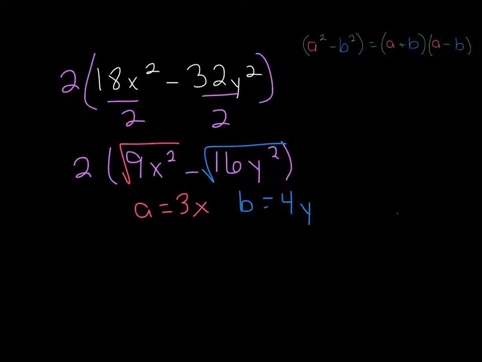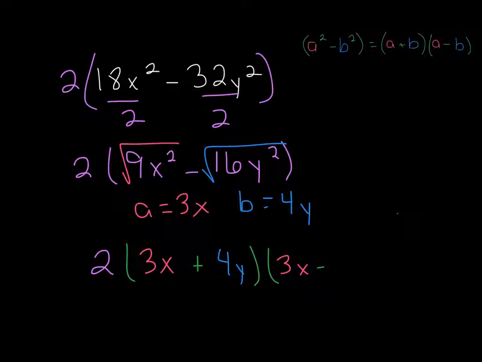Now the 2 that was a common factor becomes a permanent fixture. We bring that right down into our answer. And then we do our pattern, A plus B, A minus B. So 3x plus 4y and 3x minus 4y.